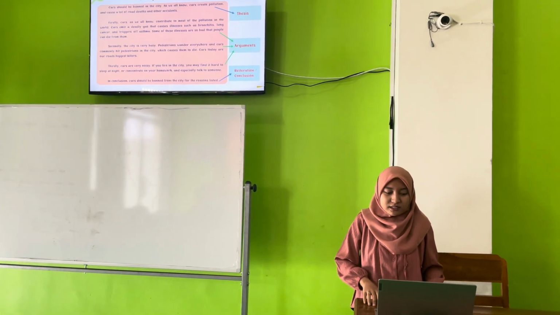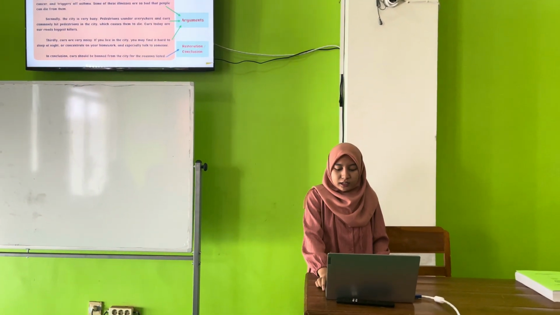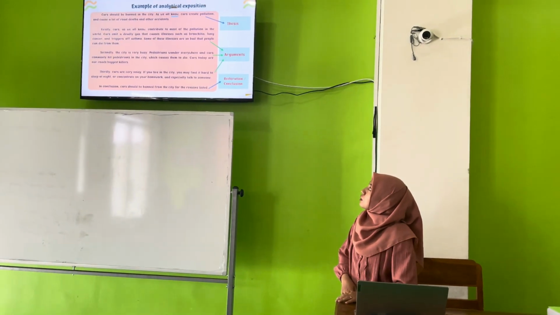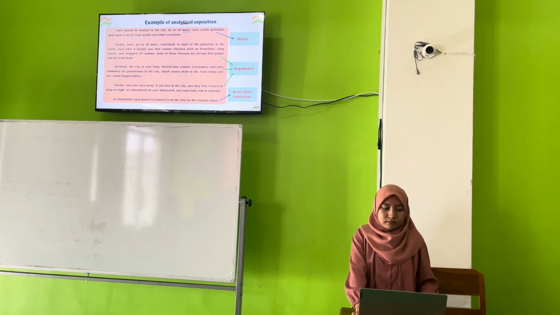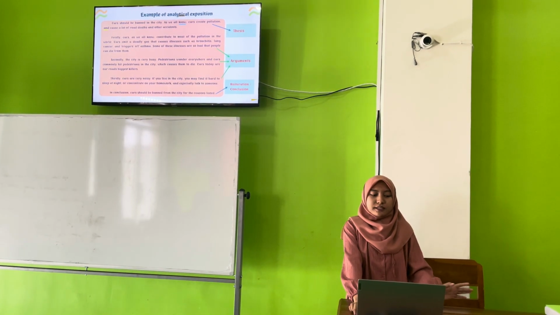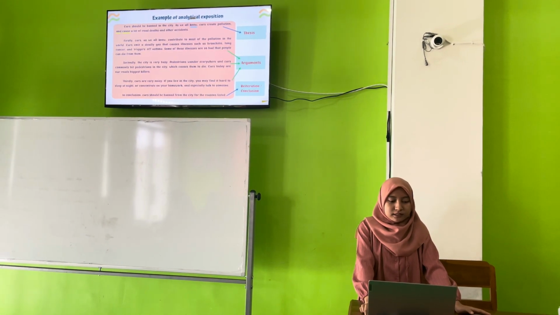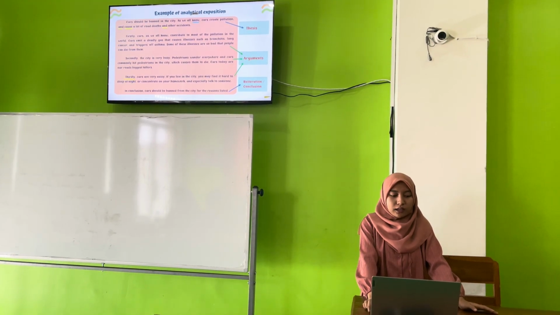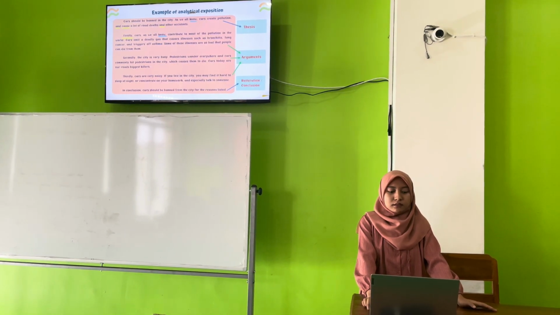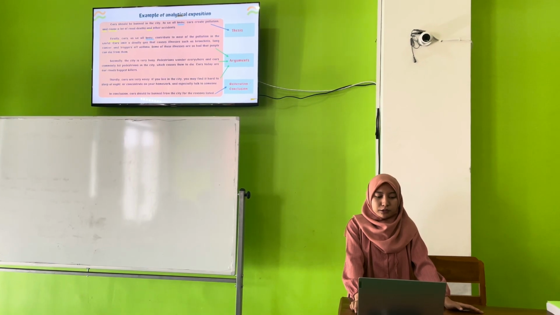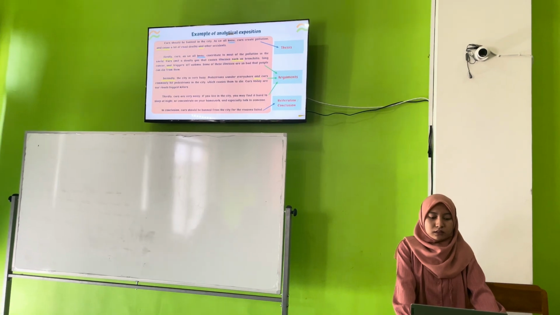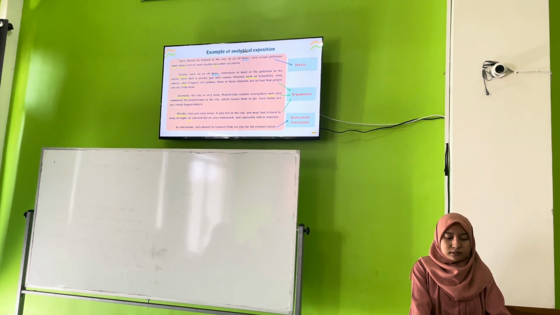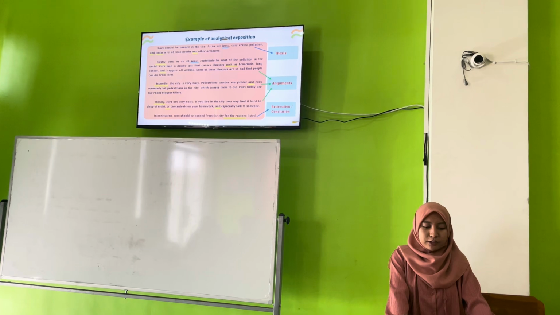Okay, maybe you have understood this generic structure, and then we study the language features. The language features include the thinking verb, and internal conjunctions, such as firstly, secondly, thirdly, again, and for the reason.